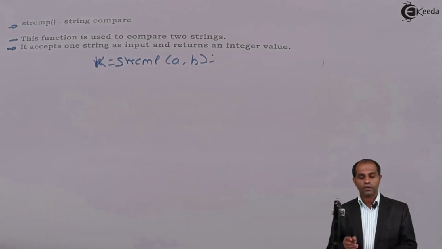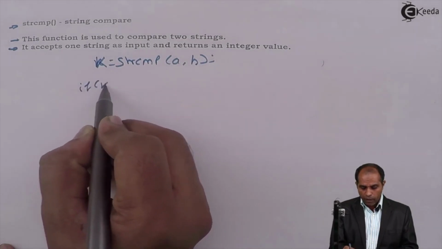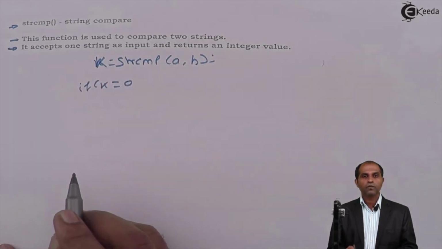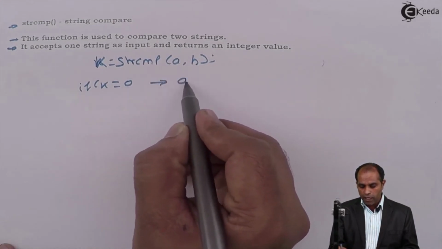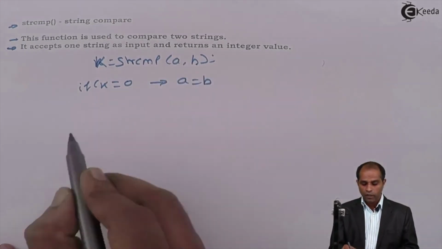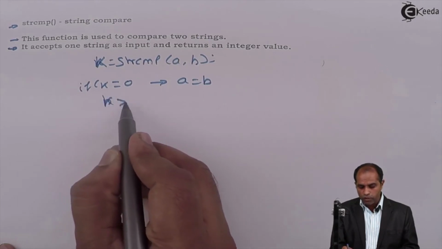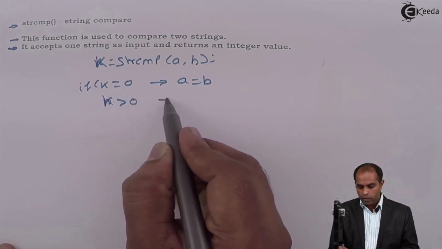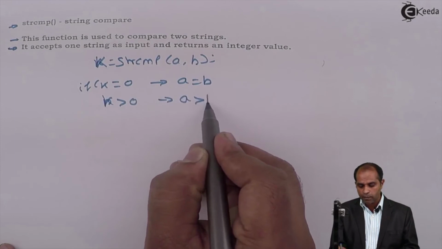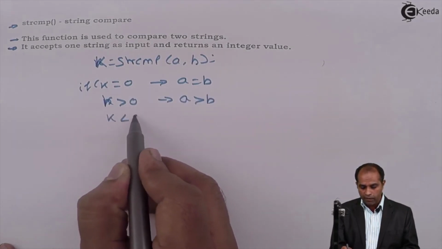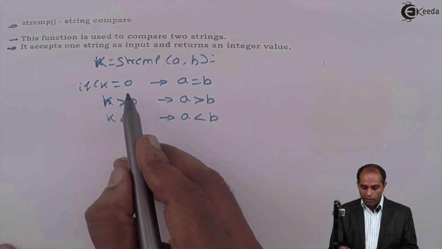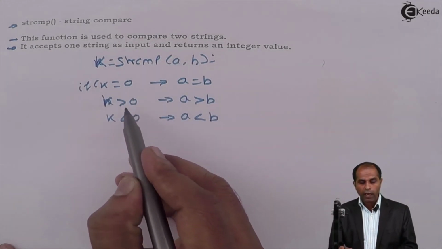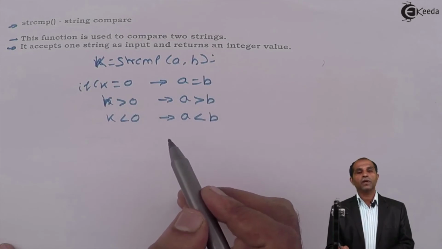What are those values? If k equals 0, it says string A is matching with B. If k is any positive value, k greater than 0, then A is greater than B. If k is a negative value, that is less than 0, that indicates A is less than B. The value of k will decide the relation of A and B.